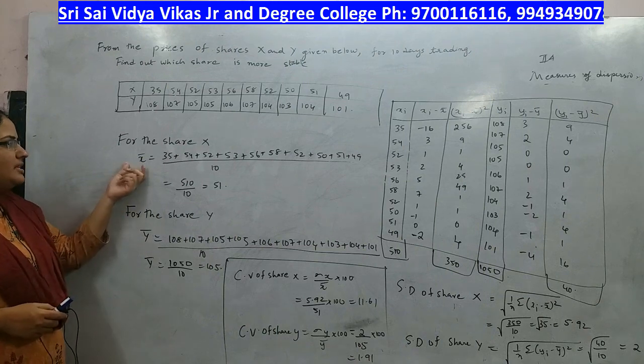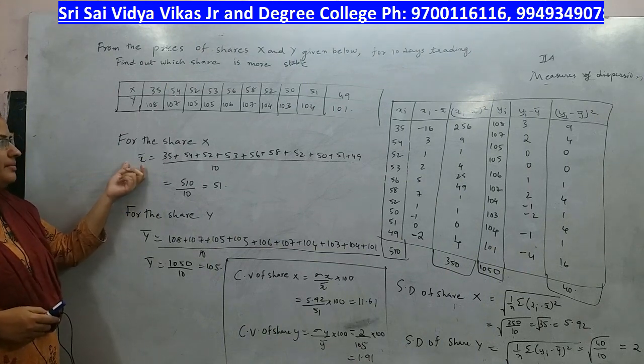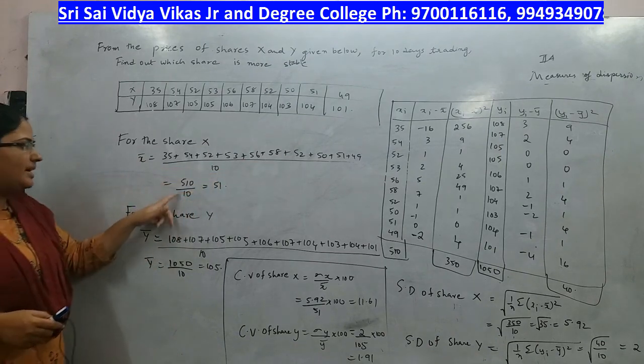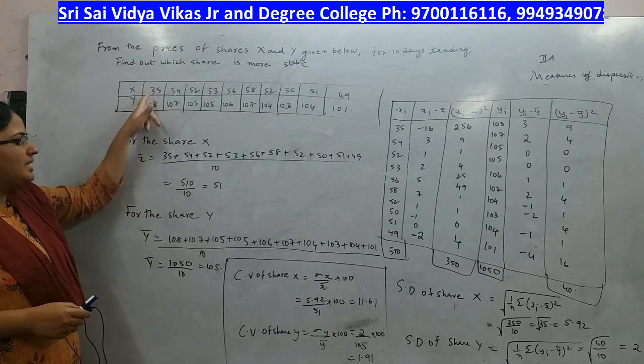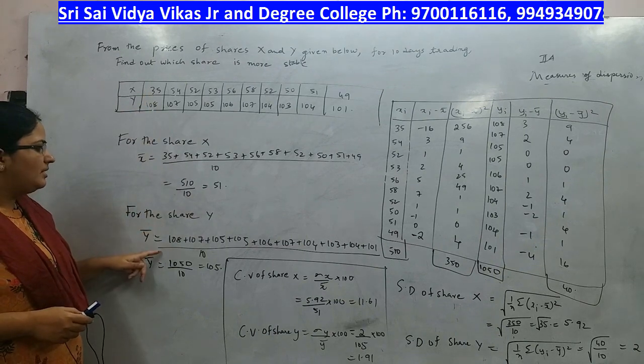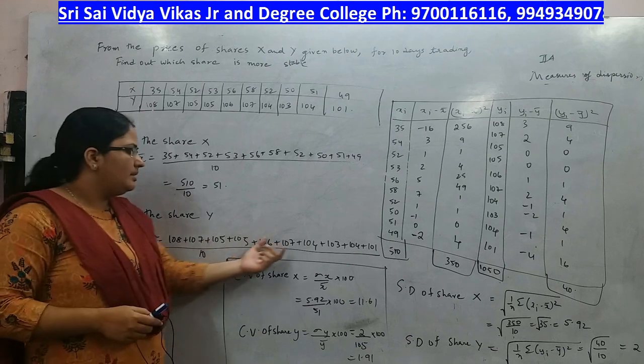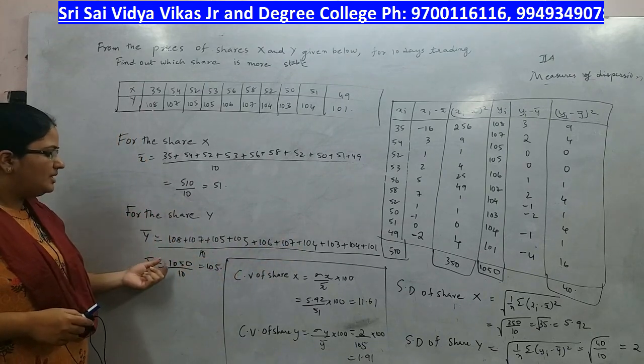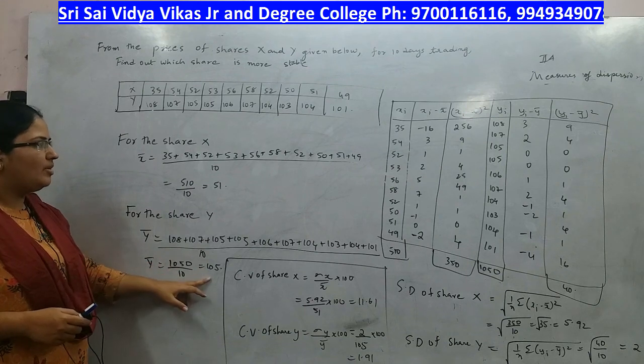For that, first you have to find x bar. What is x bar? Sum of observations by number of observations, that is 510 by 10, which is 51 for x. For share y, add all the 3-digit numbers, divide by 10 because there are 10 numbers. 1050 by 10 is equal to 105.